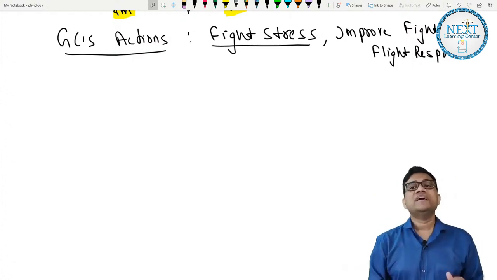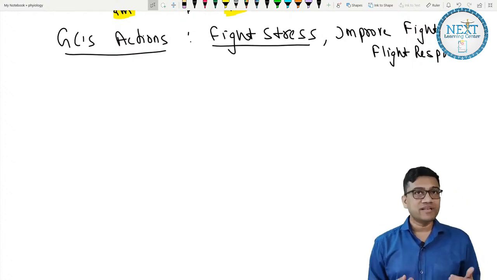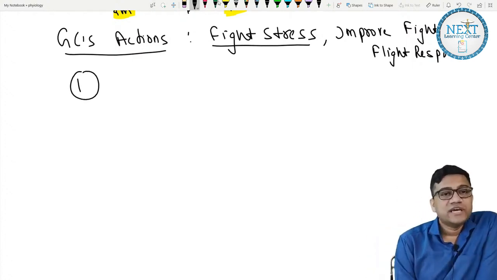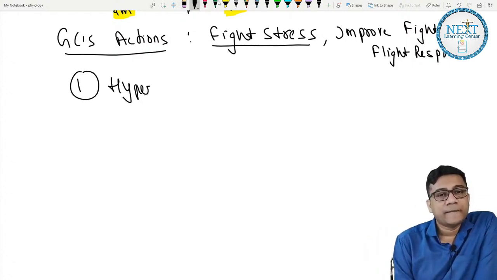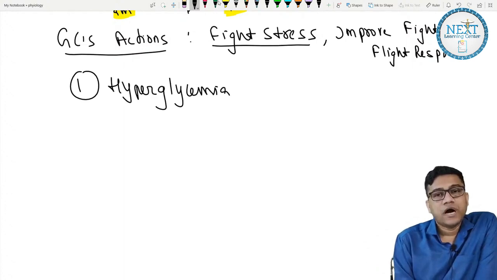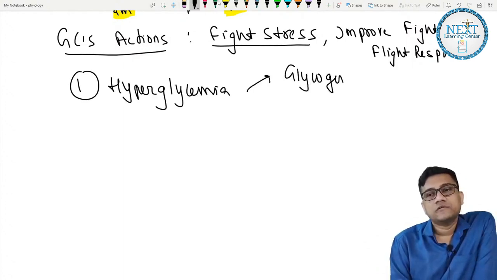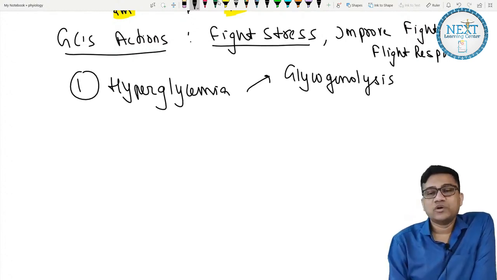Same way, it will increase the glucose level and increase the sympathetic response. How? First, it causes hyperglycemia. How? We all know, by glycogenolysis and gluconeogenesis.